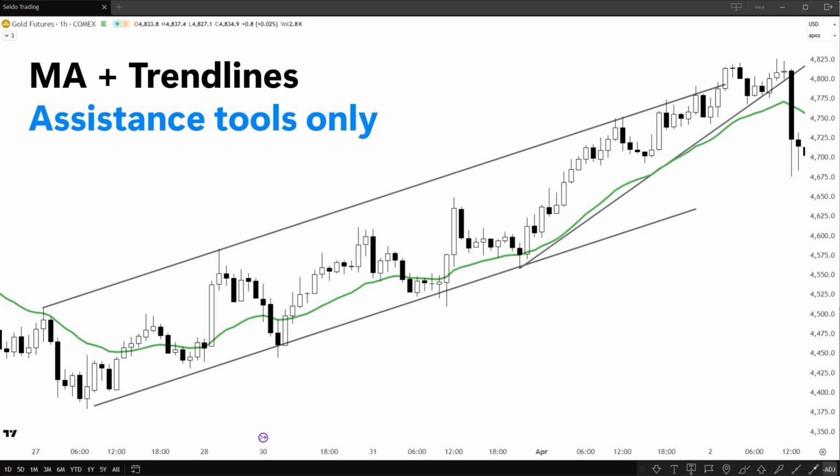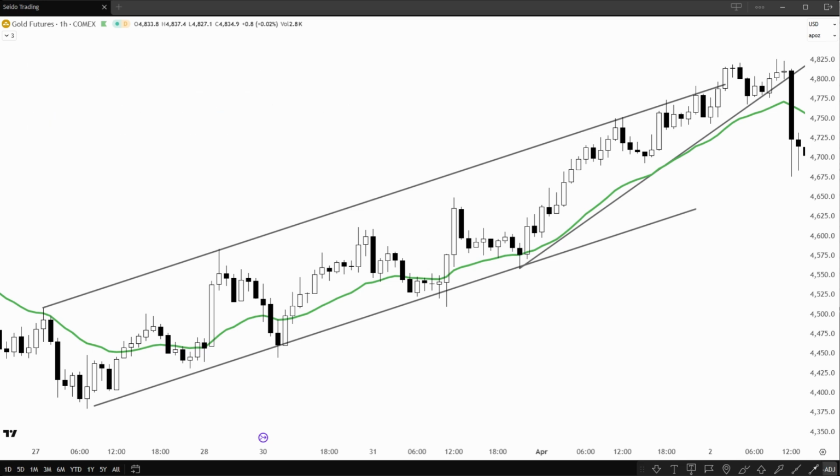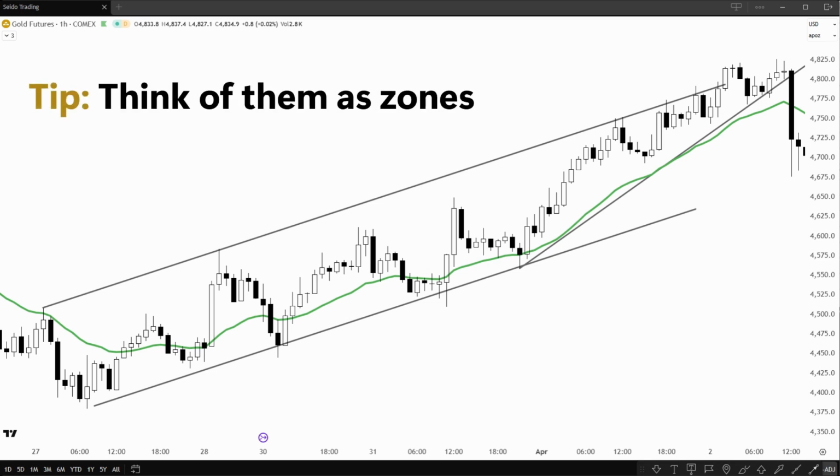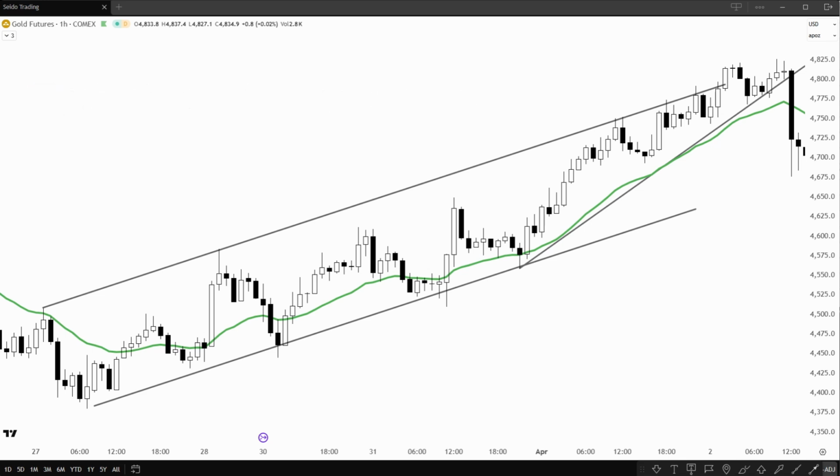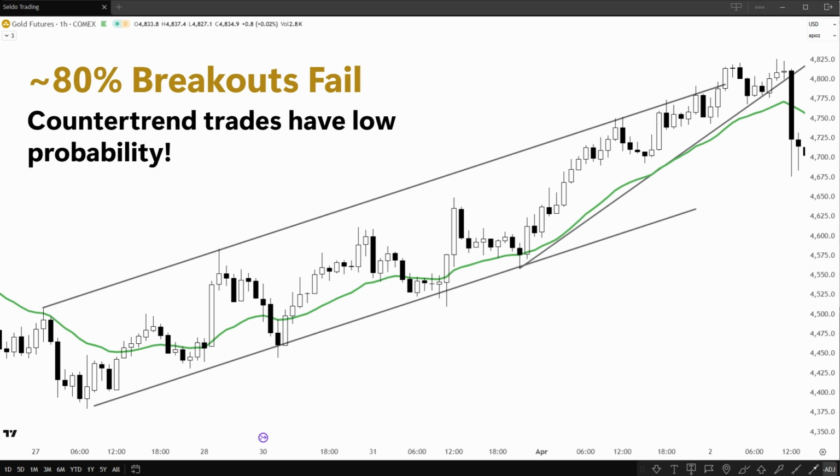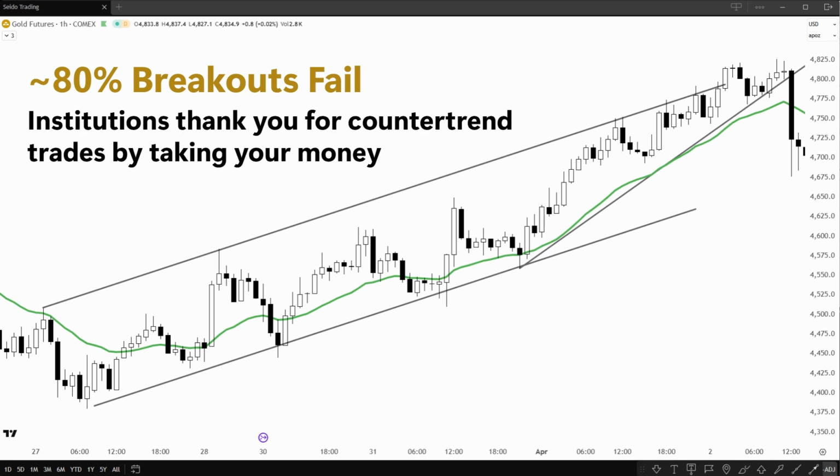Both act as dynamic support and resistance zones. I say zones because it acknowledges how traders respond when price interacts around them. A good rule of thumb is that around 80% of breakout attempts fail. So what is this telling you? A breakout against the prevailing trend only succeeds about 20% of the time.